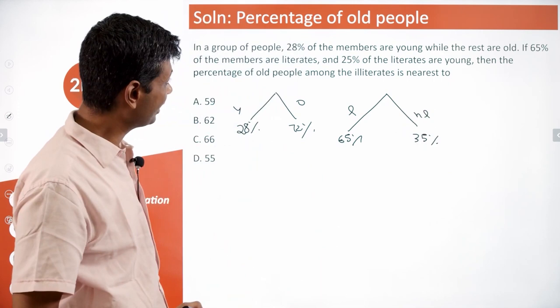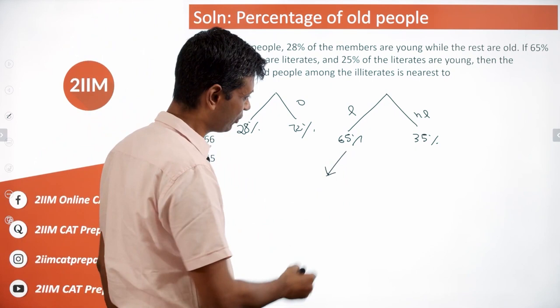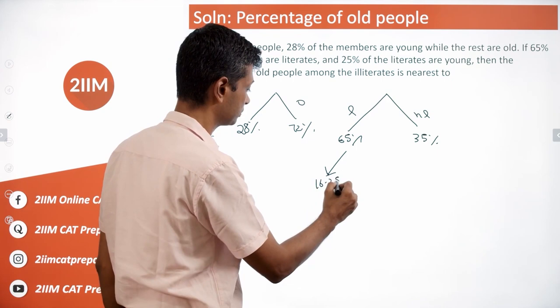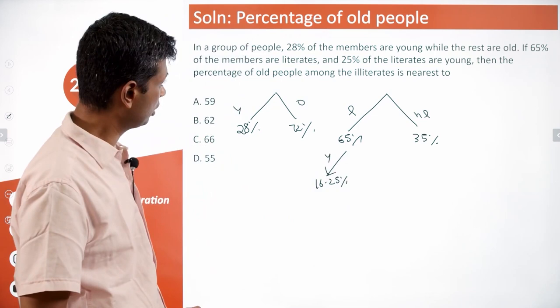And 25% of the literates are young. So, 25% of these are young. 25% of 65, half of 65 is 32.5. Half of that is 16.25% are young. Then the percentage of old people among the illiterates is nearest to.